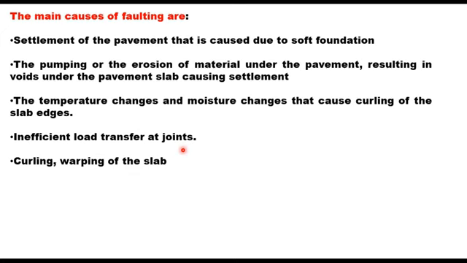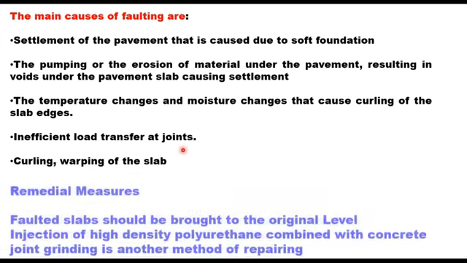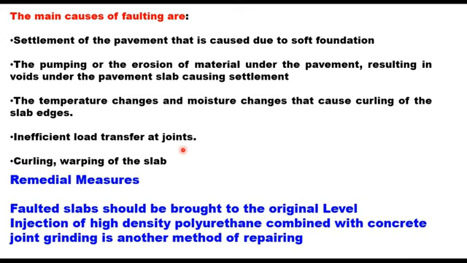Curling, warping of the slab are also responsible for faulting. The remedial measures: faulting slab should be brought to the original level, so it can be lifted. Alternatively, high density polyurethane can be injected and it can be combined with concrete joint grinding, and that can be another method of repairing, and this is called poly grinding.